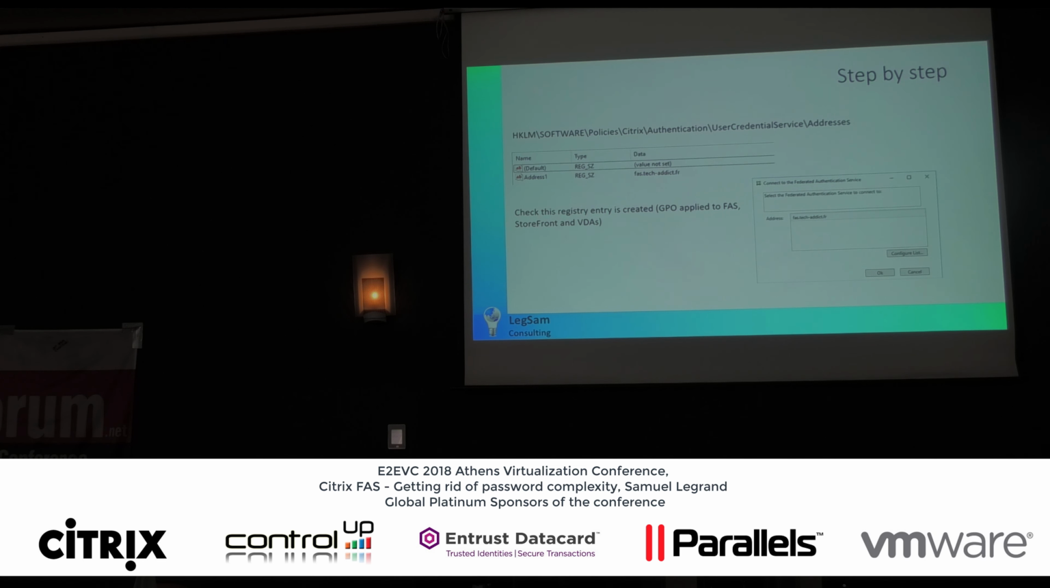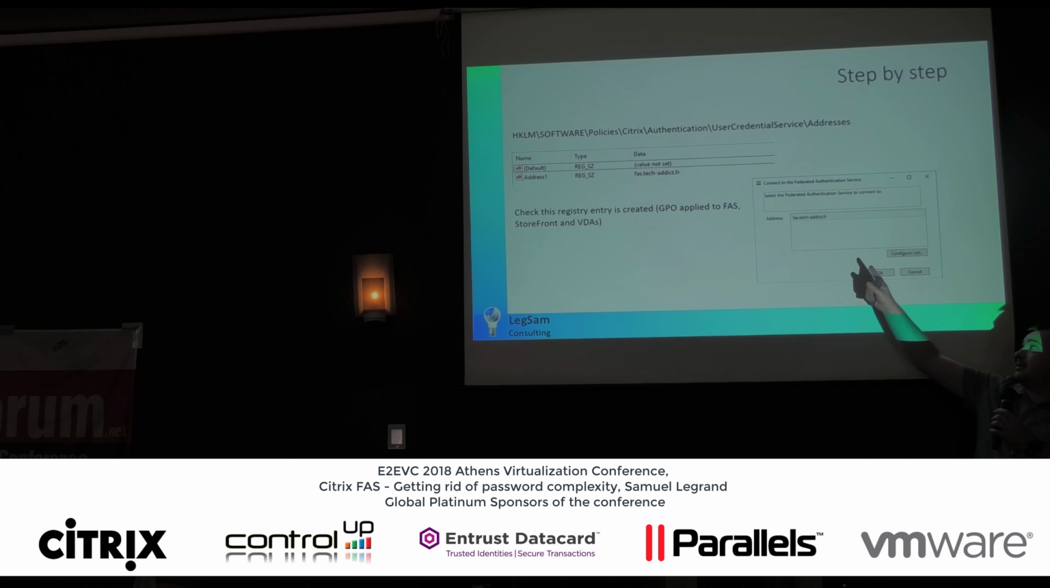So step by step. First thing you need to do is to create a GPO to deploy those registry keys. So this GPO is needed for FAS server, storefront, and VDA. So that's the first step of your installation process. And then once you have installed the product and you have set this registry key through GPO, you have this.